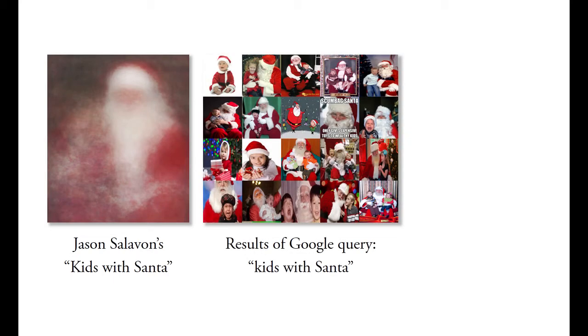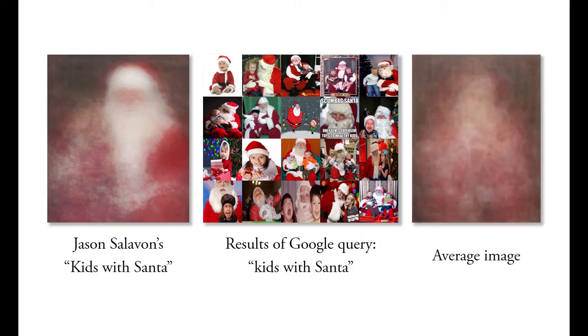Here are example images downloaded from Google Images using the same search term, Kids with Santa. And here's the average image created by averaging the top 100 retrieved images. Notice how blurry the average looks compared to Jason Salavon's results. The reason for this is twofold. First, the returned Google images contain many diverse modes.